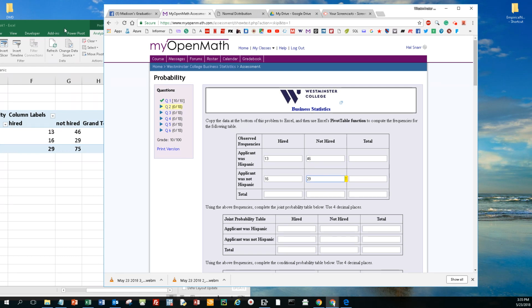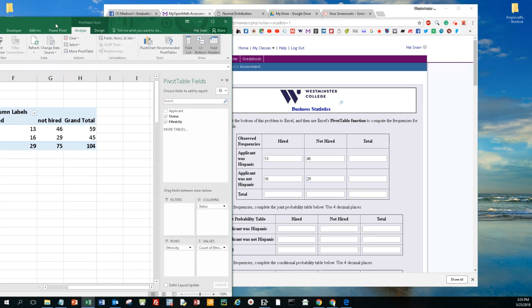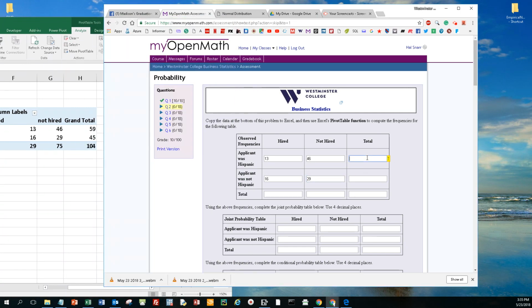Now the total of 13 and 46 is 59. The total of 16 and 29 is 45. So that means there were 59 Hispanic applicants and 45 non-Hispanic applicants out of a total of 104. These two numbers add up to 104. Now total hired is 29, 13 and 16. Total not hired is 46 plus 29, which is 75. And 75 plus 29 is 104.